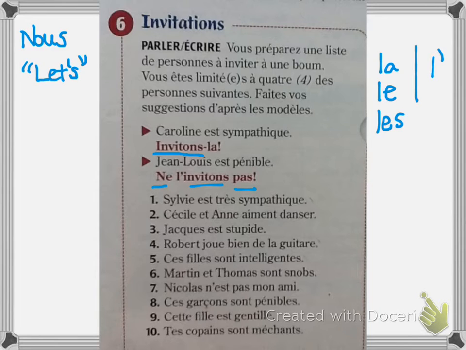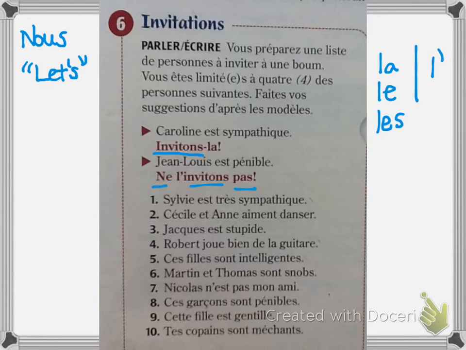So, numéro 1, Sylvie est très sympathique. Invitons-la. 2. Cécile et Anne aiment danser. Invitons-les. 3. Jacques est stupide. Ne l'invitons pas. 4. Robert joue bien de la guitare. Invitons-le. 5. Ces filles sont intelligentes. Invitons-les.